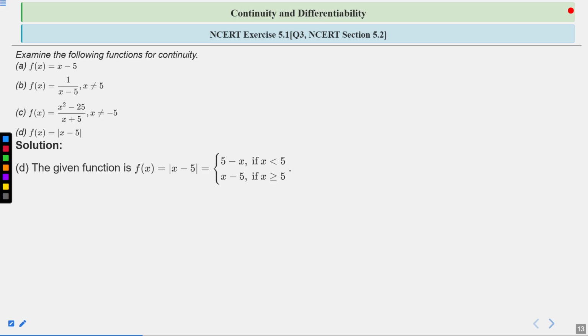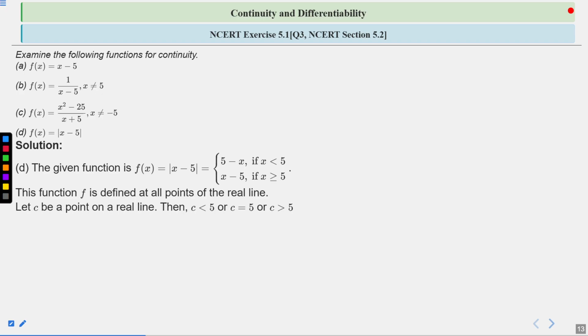Now let us discuss part D. The given function is f(x) is equal to the absolute value of x − 5. Now, the absolute value of x − 5, we can write it as 5 − x if x is less than 5, and it is x − 5 if x is greater than or equal to 5. This function f is defined at all points of the real line.